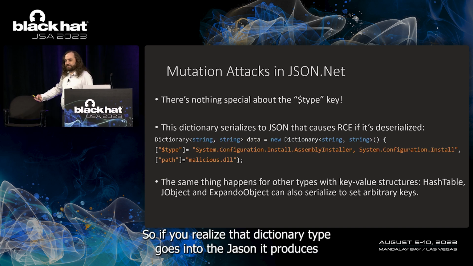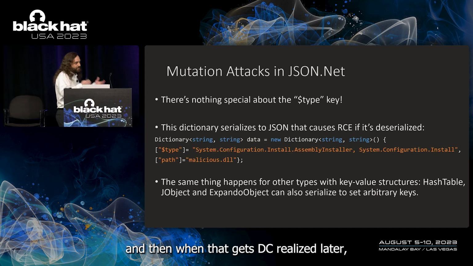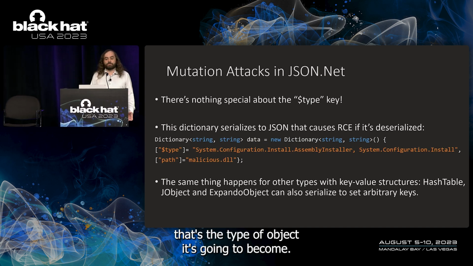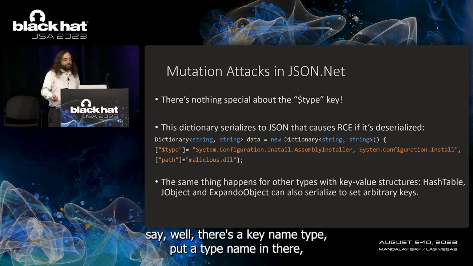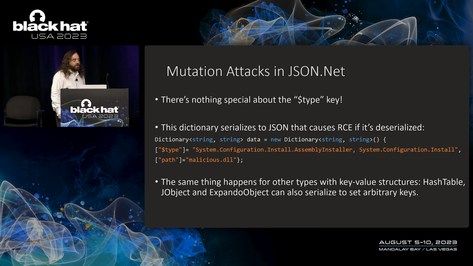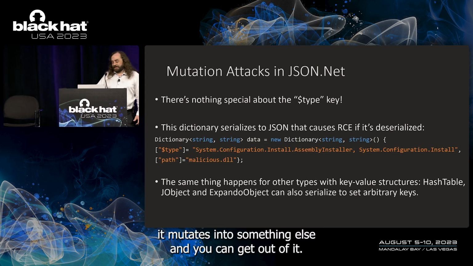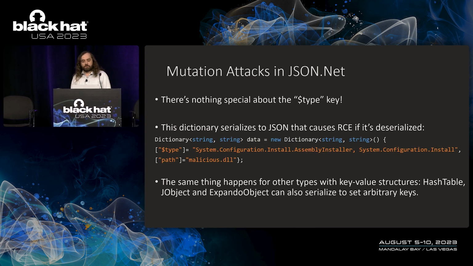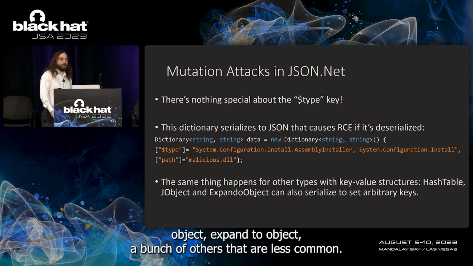So if you serialize that dictionary, $type goes into the JSON it produces. And then when that gets deserialized later, that's the type of object it's going to become. So with JSON.NET, you can just serialize a string-string dictionary, say there's a key named $type, put a type name in there, and when it gets serialized and then deserialized unsafely, it mutates into something else, and you can get RCE out of it. This works with a lot of other key value storage types like hash table, JObject, expando object, and a bunch of others that are less common.